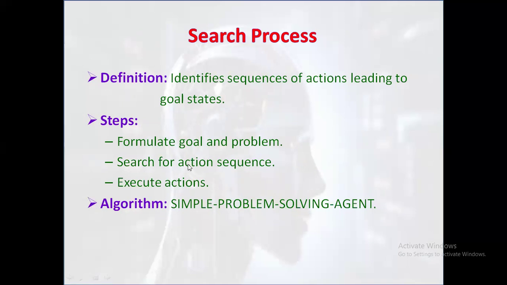Next step, what are all the steps to be followed? The search process involves several key steps. First, formulate goal and problem. The agent must define the goal and problem based on its initial state. Next, search for action sequence. The agent explores the problem space by evaluating possible actions and their outcomes. Then execute actions. Once the agent has found a sequence of actions that leads to the goal, it executes those actions in order. And we have to follow a simple algorithm for doing this process.